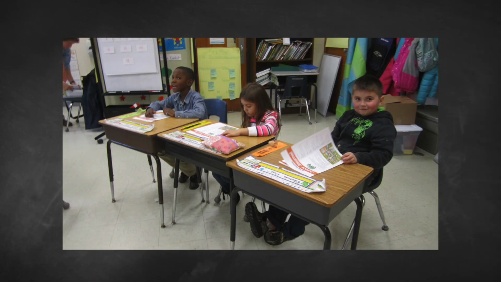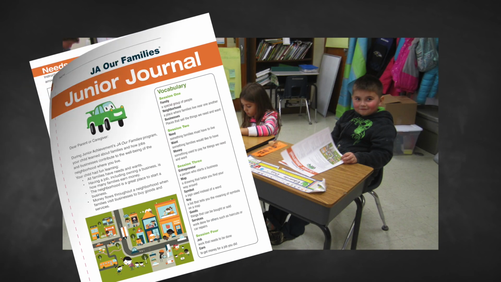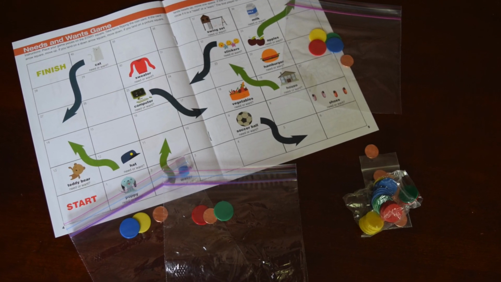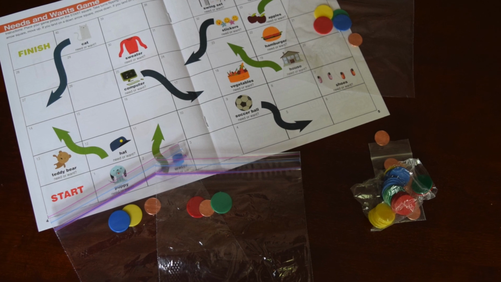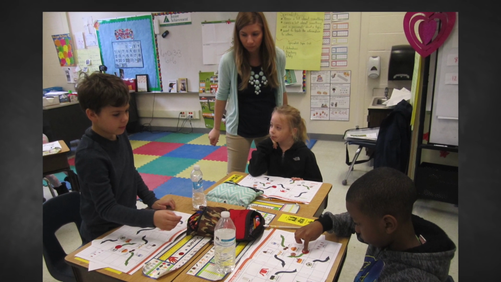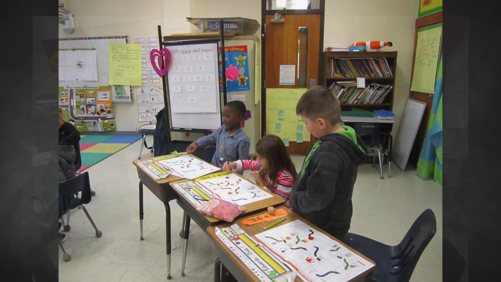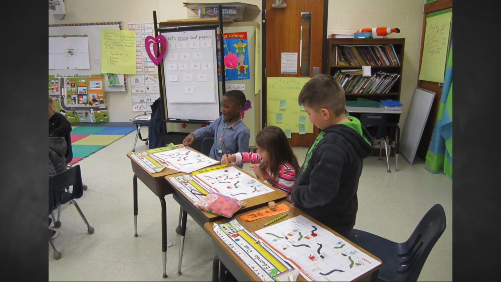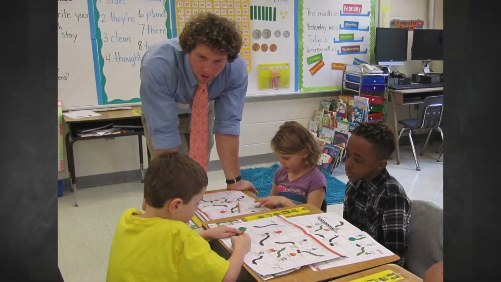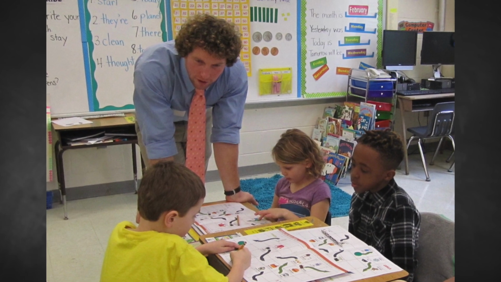Distribute 1 junior journal to each student group and ask them to turn to page 4. Also, pass out the bags of game pieces you prepared. Once students begin gameplay, walk around the classroom and monitor their progress. Allow them about 8 to 10 minutes to play. When time is up, share that they can take their junior journals home at the end of the program to play again.